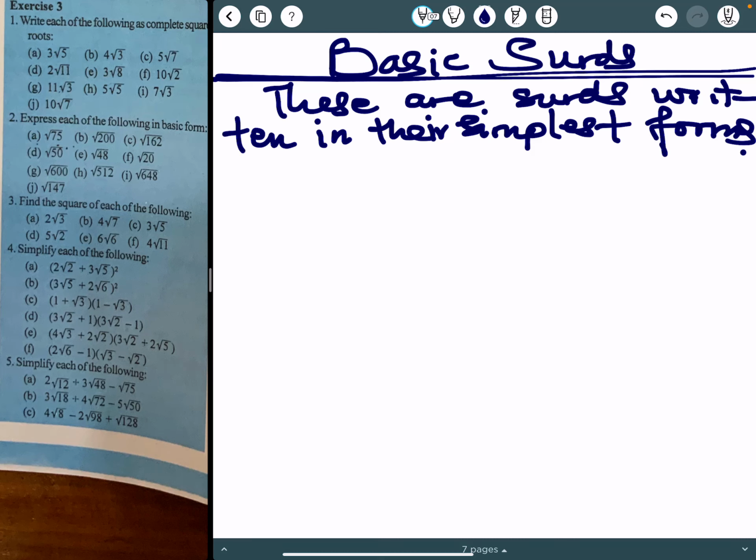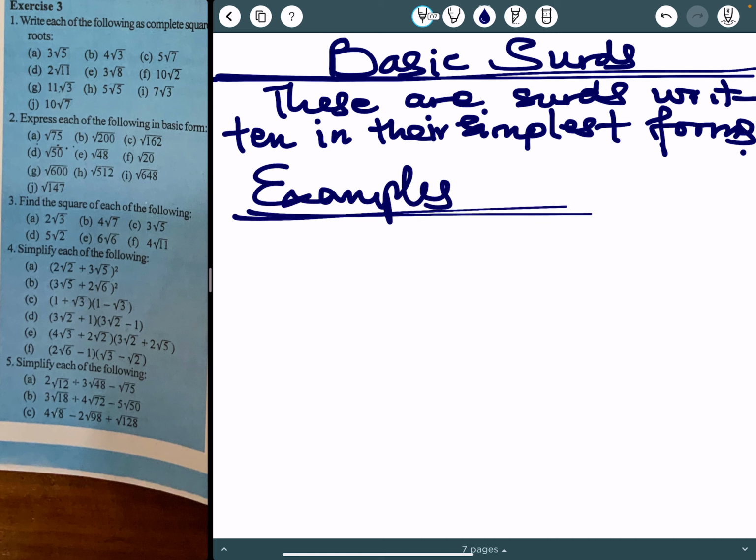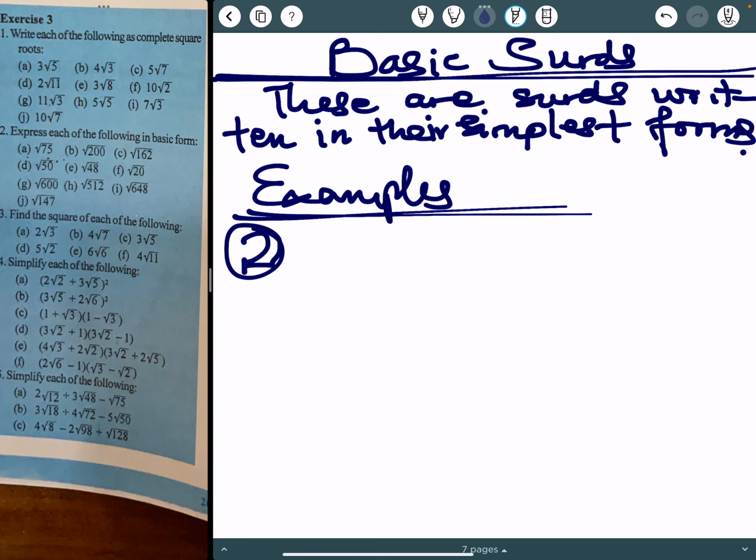Basic surds are surds written in their simplest forms. Let's take some examples. The example continues from number 2 here. The question says, express each of the following in basic form.